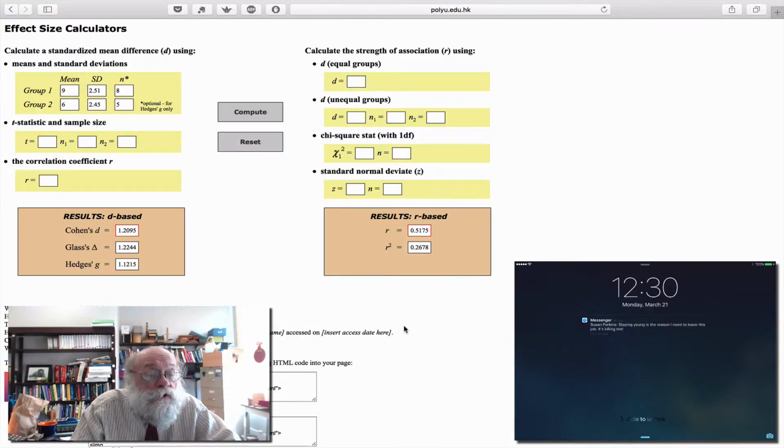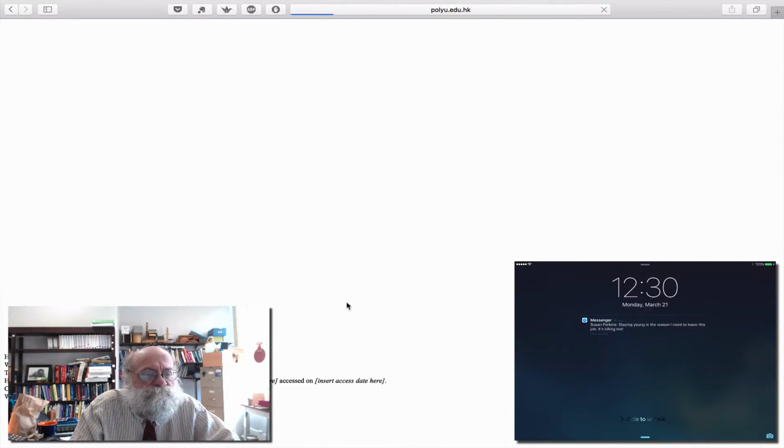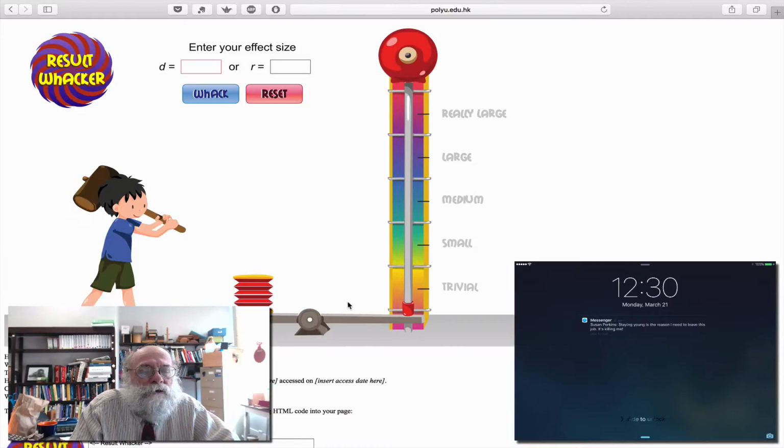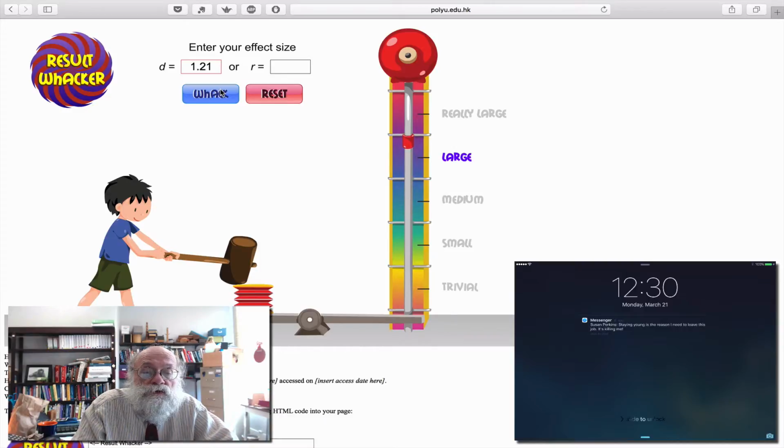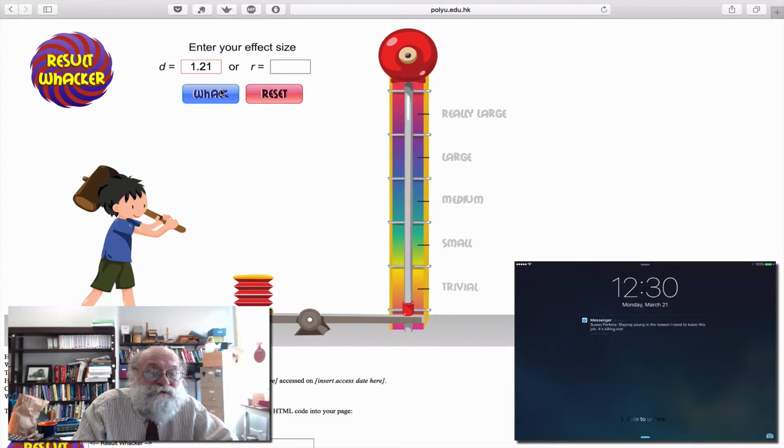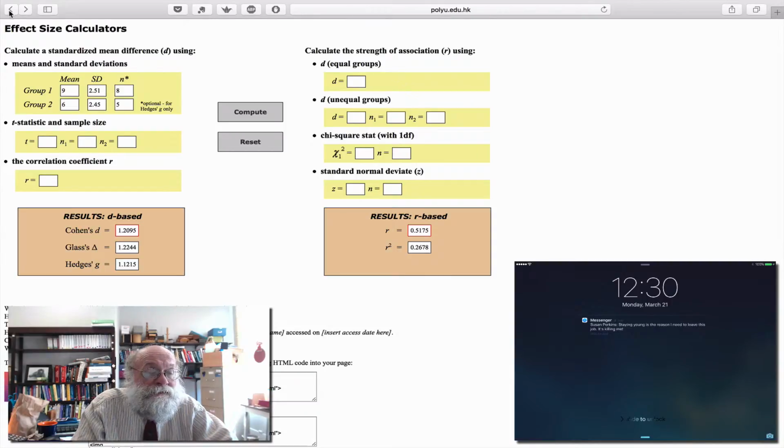Well, what does that mean? Well, you can go to Result Whacker. And if you go to Result Whacker, Playful Paul says if you introduce d here, for example, and our d was 1.21, the sign does not matter, and we whack, it gives you a sense of how strong an effect it is. This is essentially following the recommendations of Jacob Cohen. Alternatively, had we put in the value of that correlation, notice it's r here, not r squared, you would be able to get a sense of the strength of the effect. So it's a very nice kind of thing.